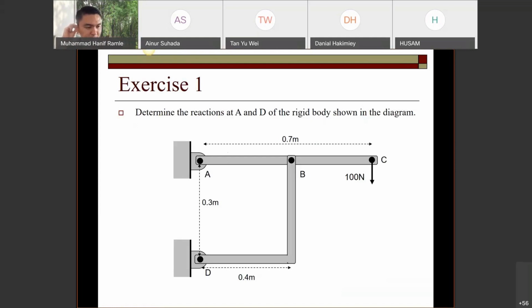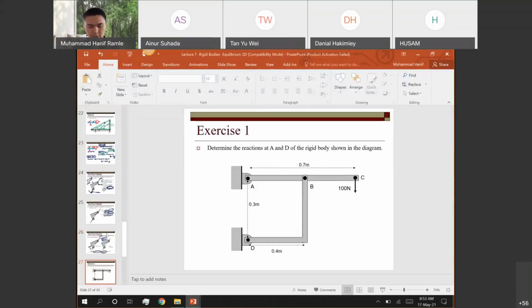Which rigid body do you want to draw? This is a bit tricky. There are two rigid bodies there, ABC and also BD. ABC is connected to BD at point B. So we have two rigid bodies. Which one do you want to draw? BD?